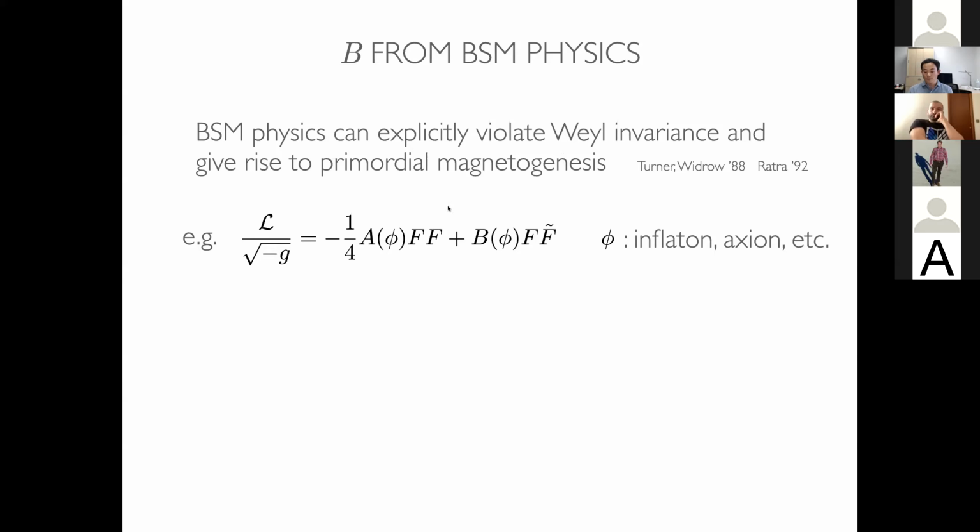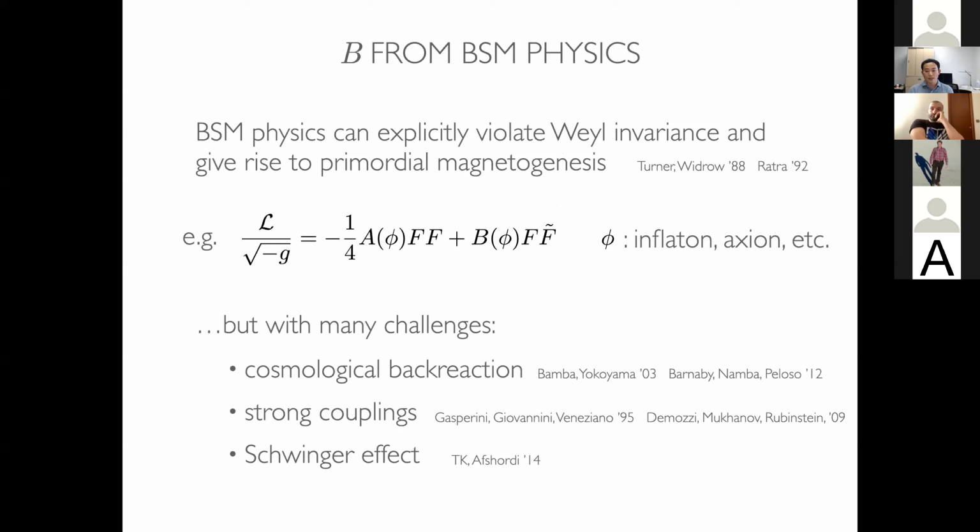However, studies over the years have revealed that even with BSM physics, it's quite difficult to produce the femtogauss magnetic fields as suggested by the blazar observations in a theoretically consistent manner. And the reason is because, well, once you start efficiently producing electromagnetic fields, you have to start worrying about their back reaction because you obviously don't want them to spoil the success of cosmology.